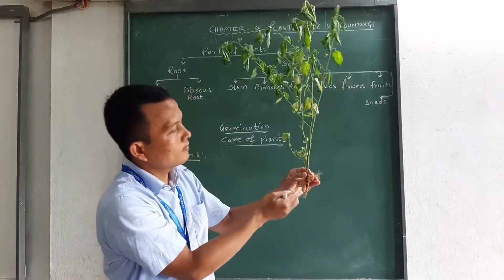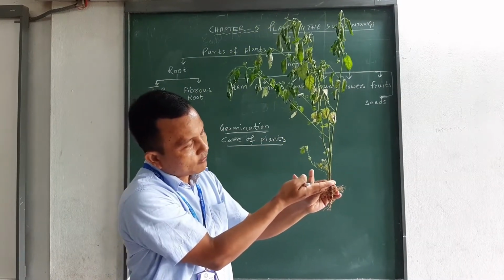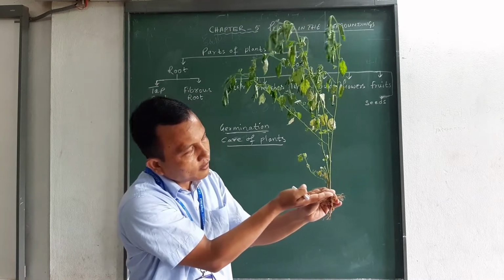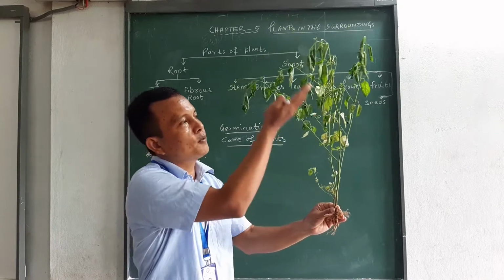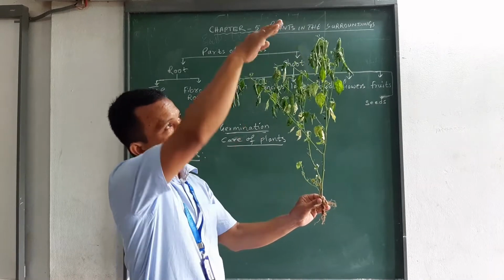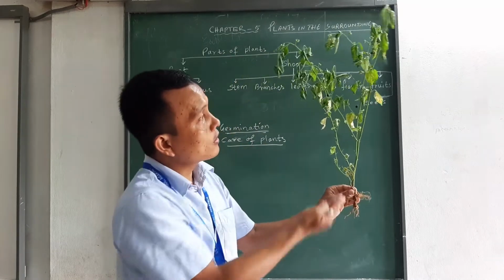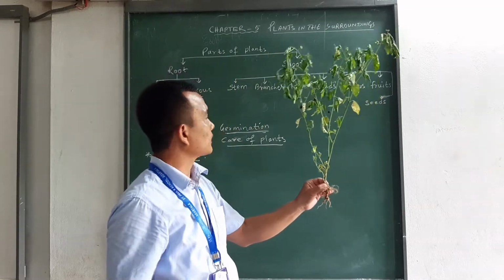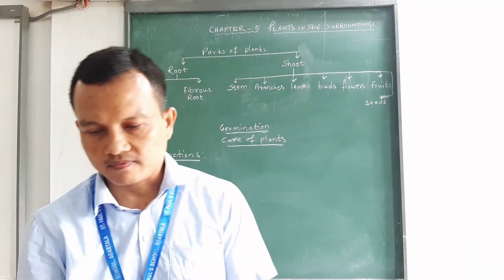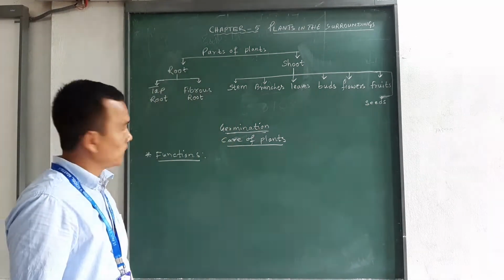And on the other hand, the top portions, the portions above the level of the ground or soil, are known as the shoot. So this portion from here to here is the shoot. Now let us discuss one by one. Let us come first to the root.